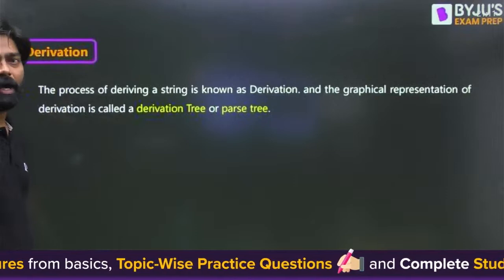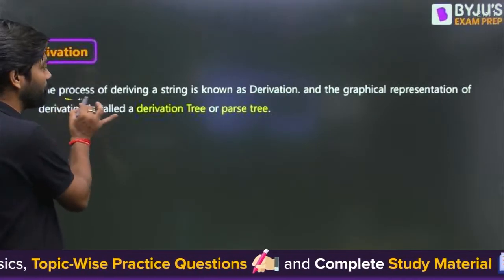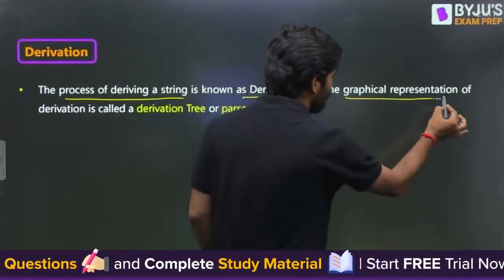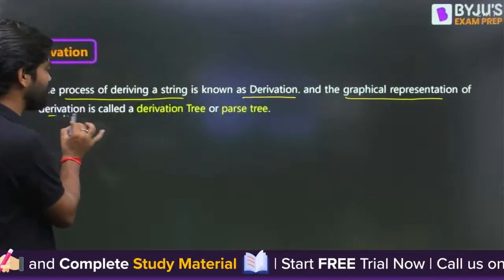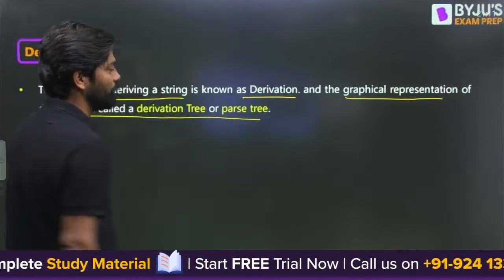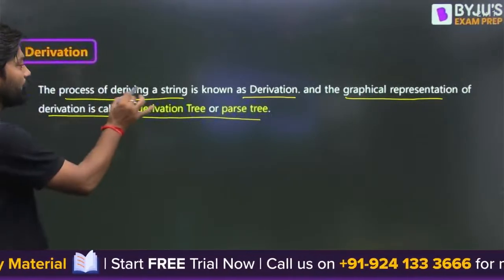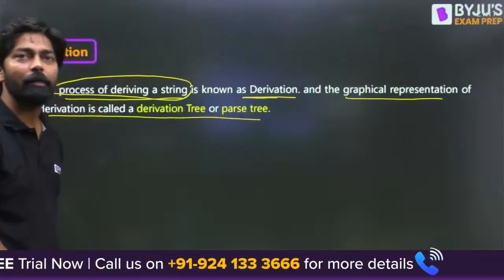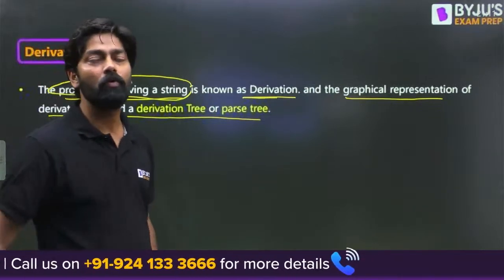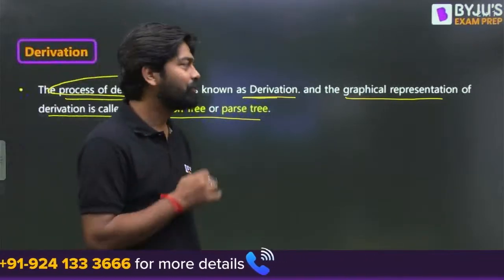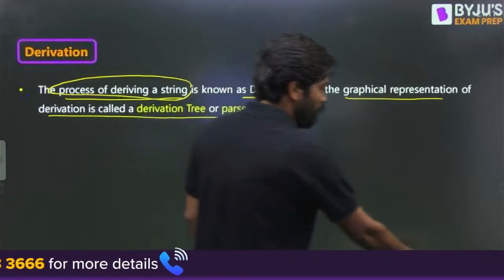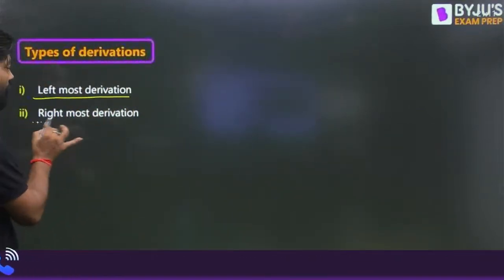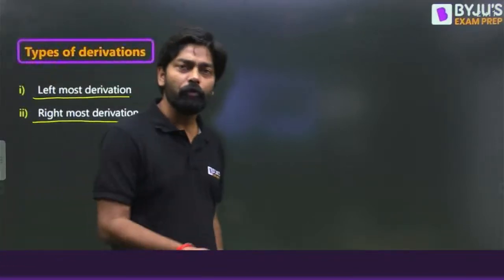So what is derivation, my dear friend? Derivation is nothing but the process of deriving a string. And the graphical representation of the derivation is called a derivation tree or parse tree. Now we have 2 types of derivation: leftmost derivation and rightmost derivation.